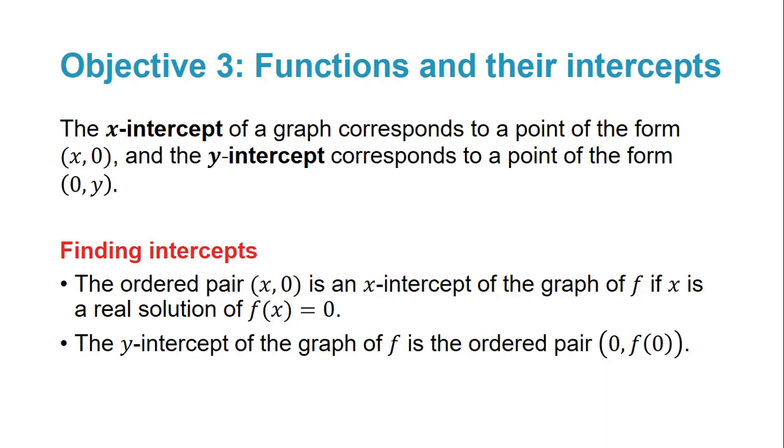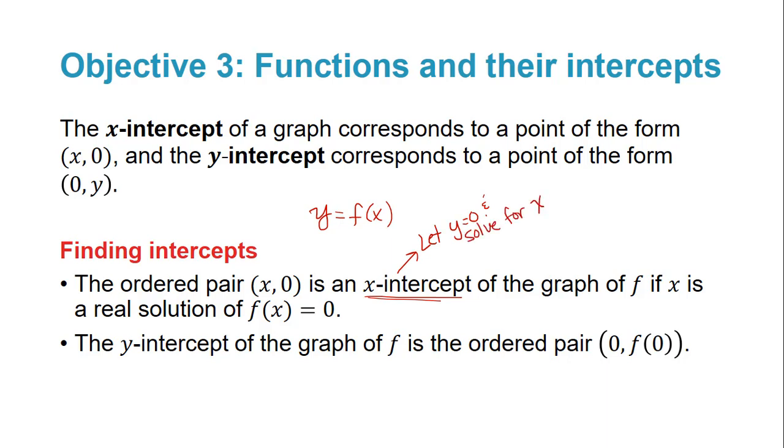To find intercepts of the graph of functions, just recall that y equals f of x. So when we're talking about letting x equal 0 or letting y equal 0, we can do that in this function notation. So we'll start with the x-intercepts. Remember that if we had an equation in the form y equals something, to find the x-intercept, we would let y equal 0 and solve for x.